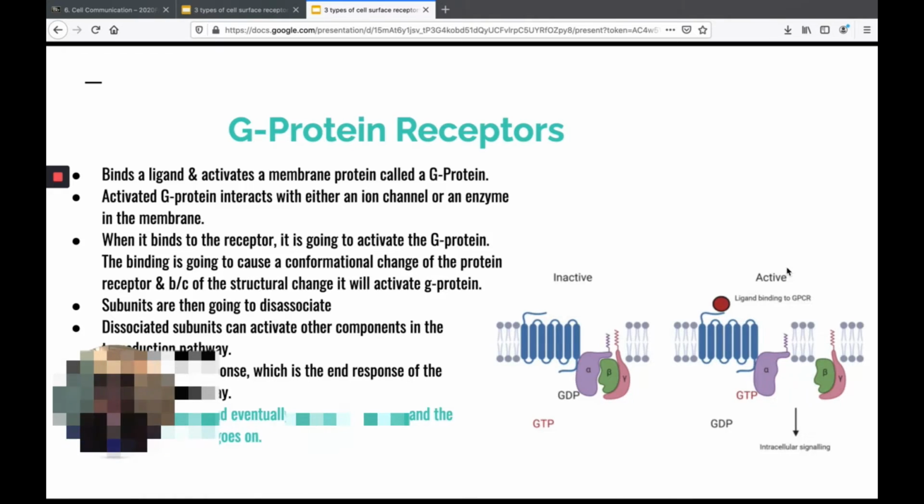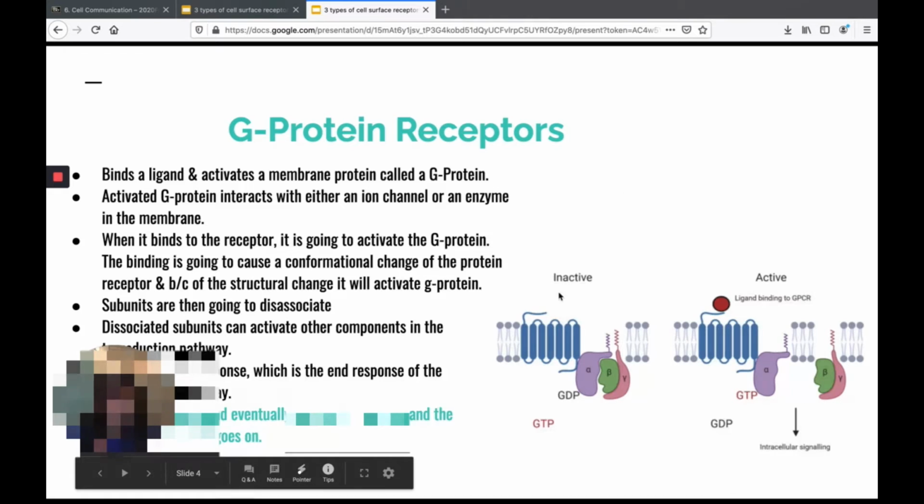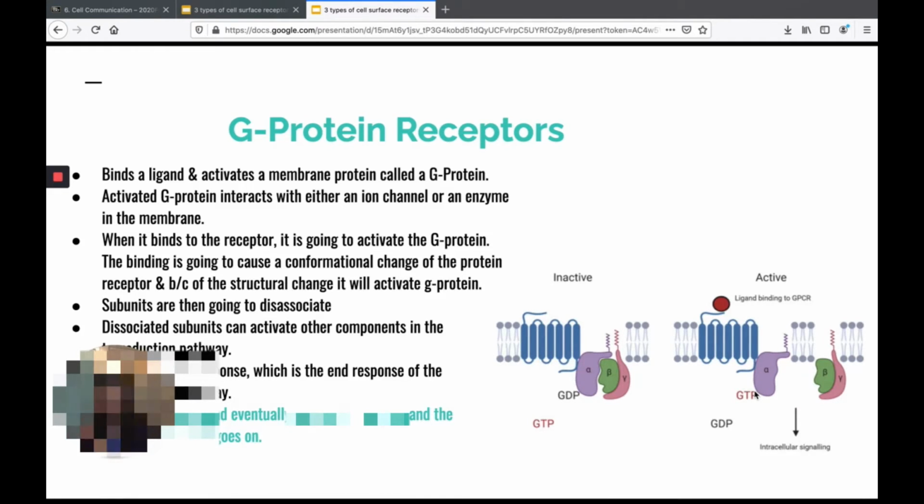I don't know if it's a helpful tip, but that's how I remember. So as you can tell here, they're together, the 3 subunits, but when they're active, they're going to dissociate. The beta and the gamma are going to stay together, and the alpha is going to stay by itself. So all this is like a cycle. They're going to do this all the time and just keep on going.